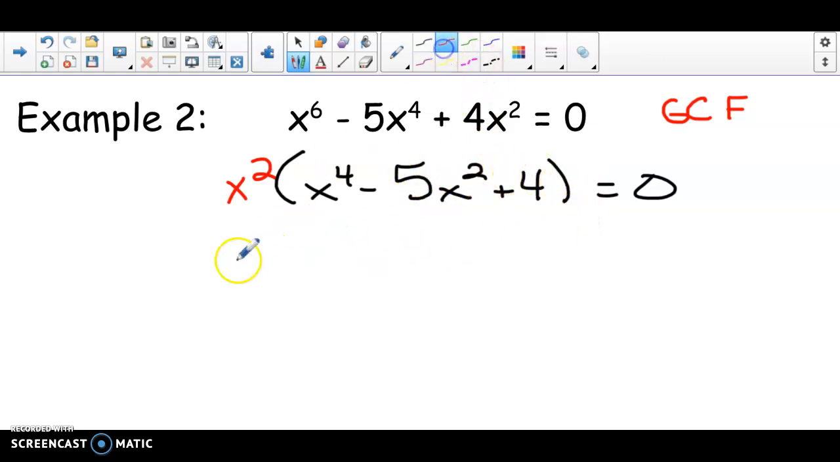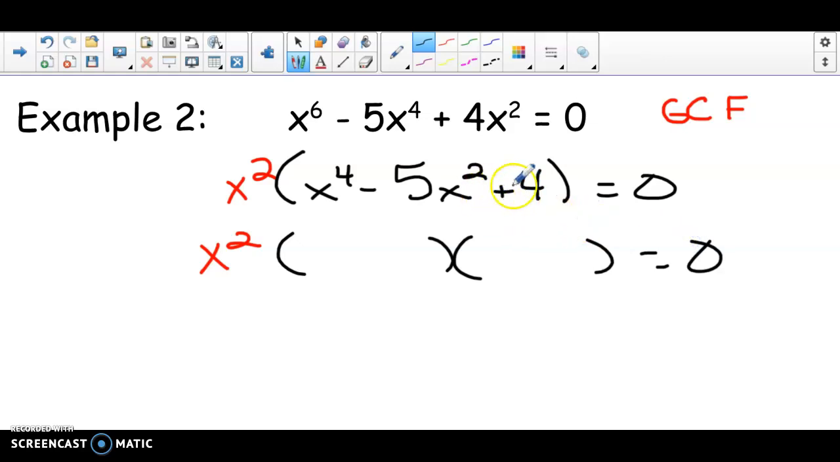So I'm going to bring down my x squared. And I'm going to bring down my two sets of parentheses. And remember, signs are going to be the same. They're both going to be negative. And factors of x to the 4th, well, I'm just going to separate it into x squared times x squared, because this middle term here is an x squared, so that's what I need. And then what can I multiply to get 4 that when I add, I get 5?